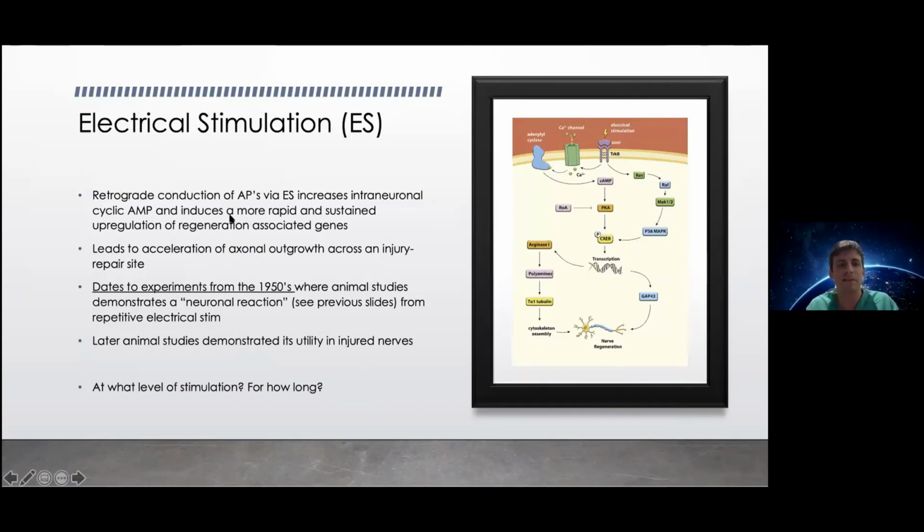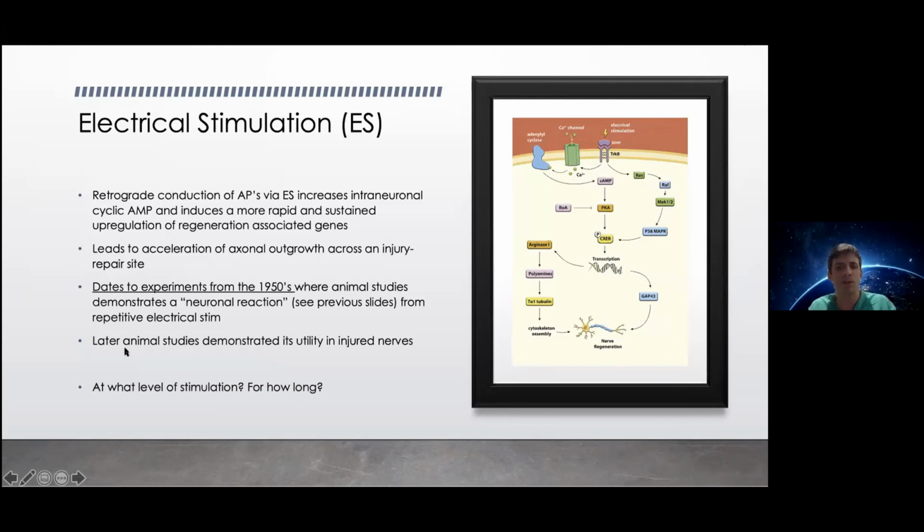Here's the mechanism: retrograde conduction of action potentials via electrical stimulation increases intraneuronal cyclic AMP, induces more rapid and sustained upregulation of regeneration-associated genes. We talked about that effect when the nerve is cut. That's the first thing that happens, the cell body receives an electrical signal. Well, this may be amplifying and utilizing that pathway. These experiments actually date back to the 1950s. Nerve stimulation is not a new idea, but these may be new applications.